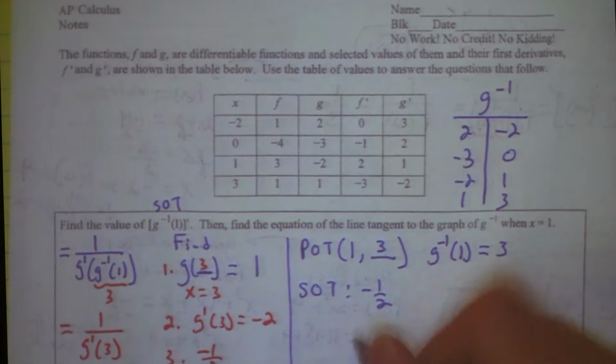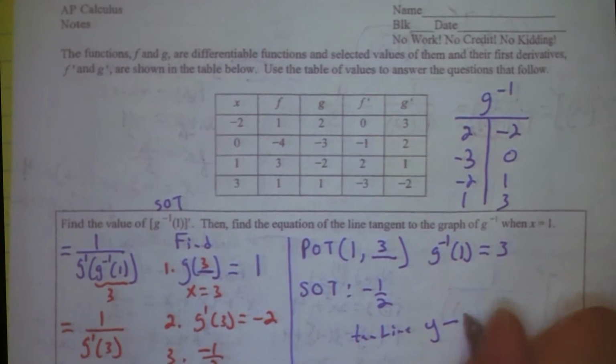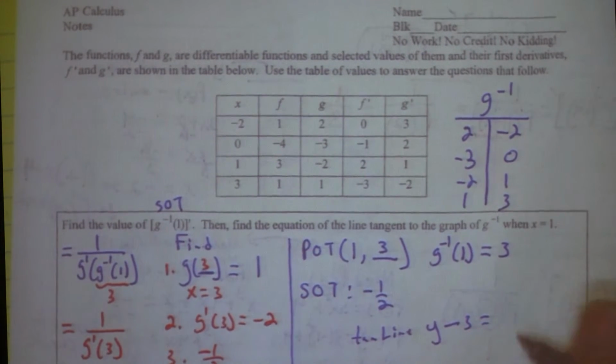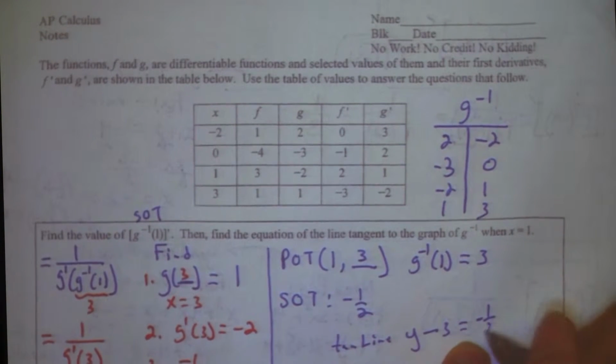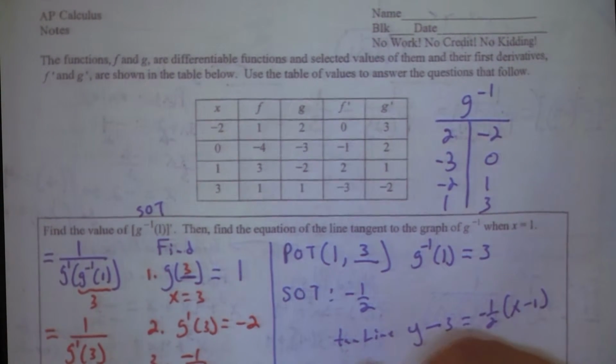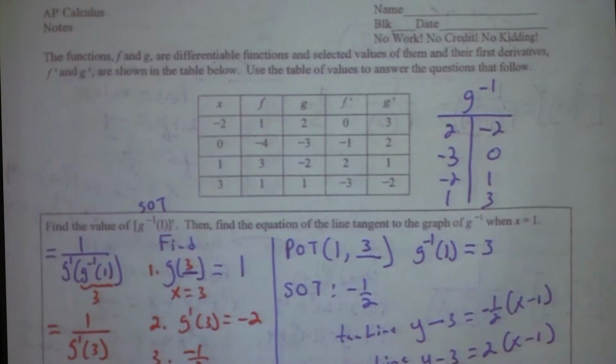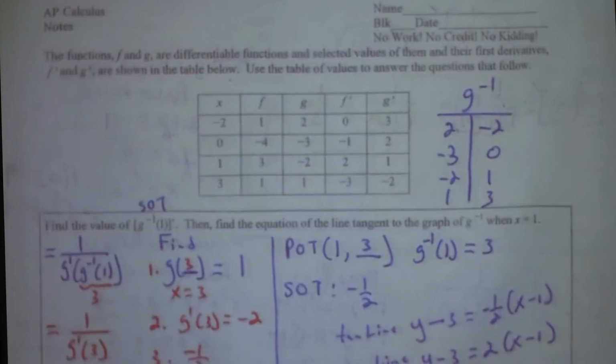So do I have everything I need to write the equation? Alright, so let's do it. So what's the tan line equation? Y minus 3 equals negative half times x minus 1. What's the normal line? Y minus 3 equals 2 times x minus 1. So whatever they ask you for, you need to be ready to answer it. Cool?